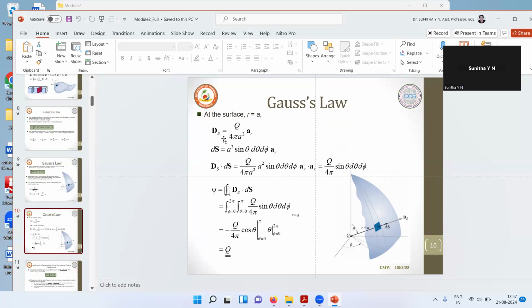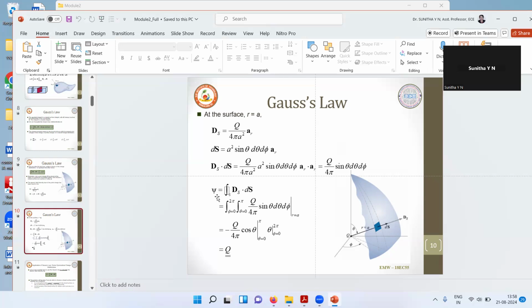And we know what D is here. If you have a charge q at the origin, then I can write D, the electric flux density, equal to q divided by 4 pi a square into ar. This is Coulomb's law, where ar is a unit vector in this direction, and a is the distance between this differential surface and the charge. So we have to multiply D into ds according to the equation.